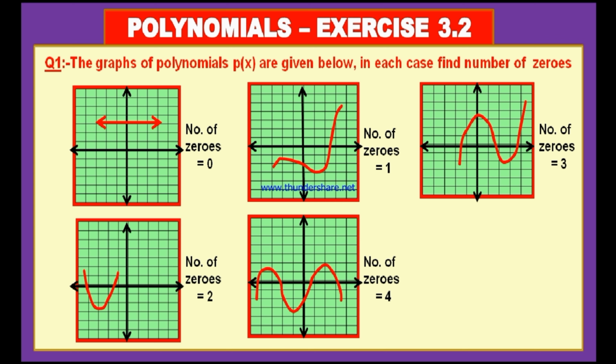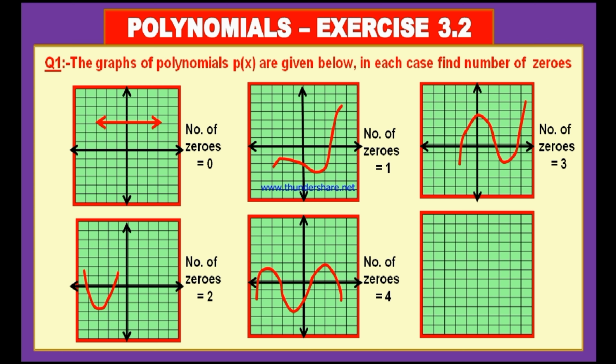Therefore, you have to find out the number of zeros. You have to find at how many points that curve may intersect the x-axis. In this case, this curve is intersecting the x-axis at 4 points. Therefore, the number of zeros of this curve is 4. And next, the sixth one now. This is the curve. Look at this curve. This curve is intersecting the x-axis at this first point.